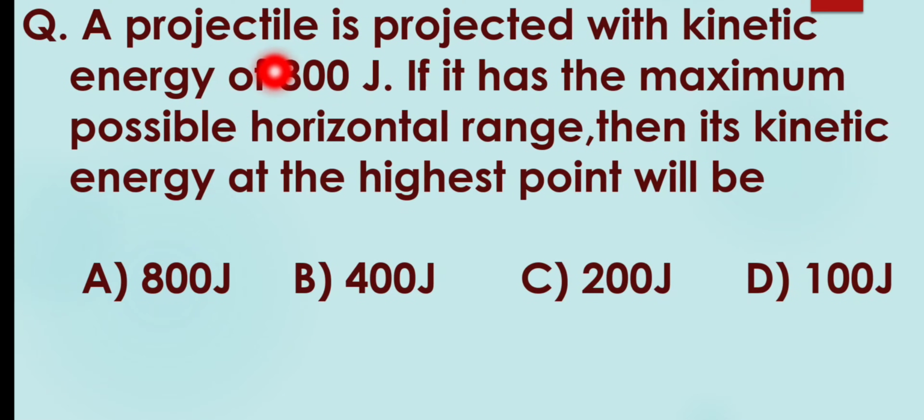It means when the projectile is projected with the kinetic energy of 800 joule, its initial kinetic energy is 800 joule and it has the maximum horizontal range. So what will be its kinetic energy at the highest point? We will calculate the kinetic energy at the highest point.